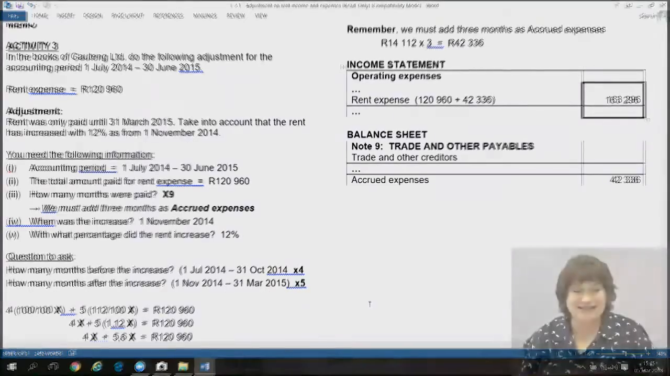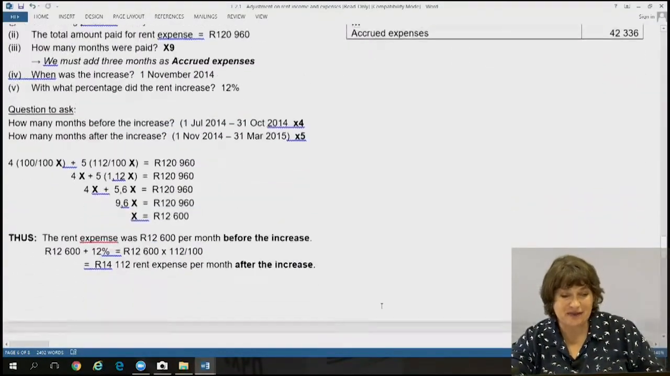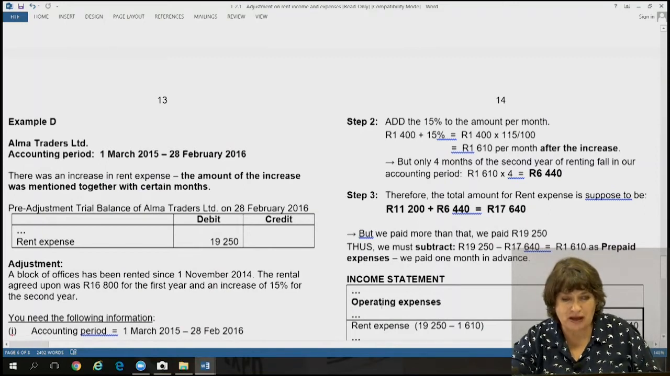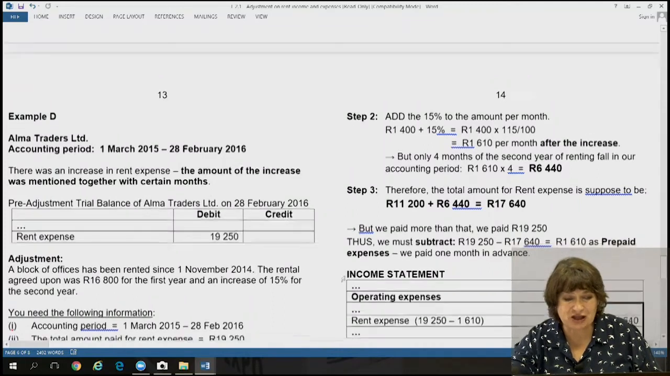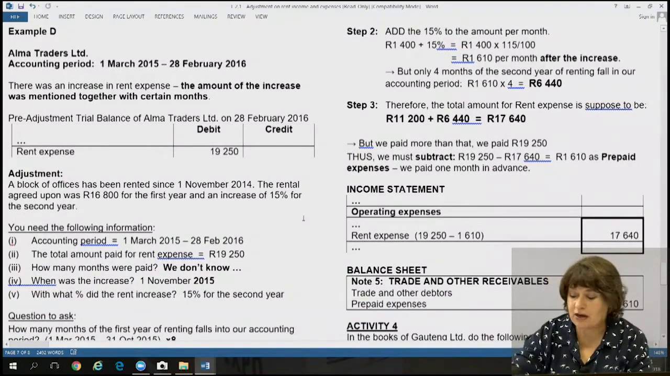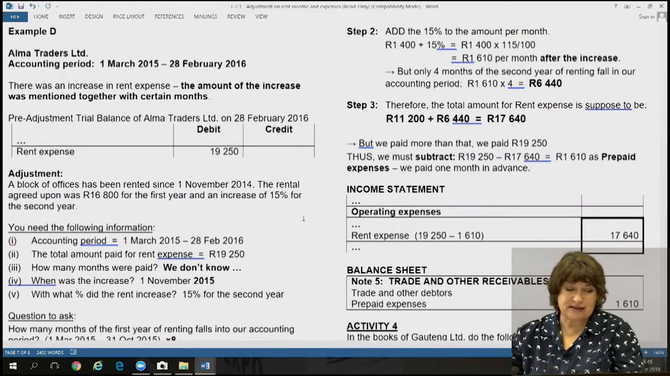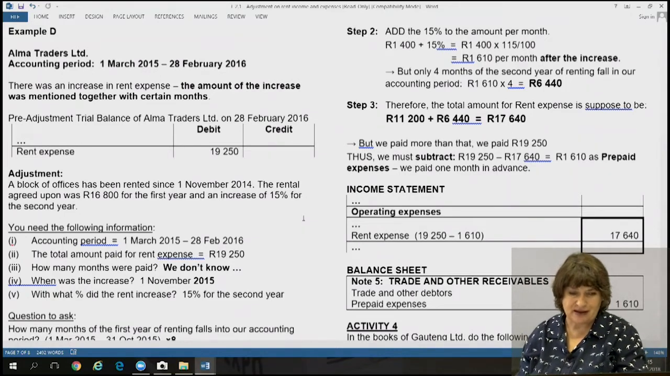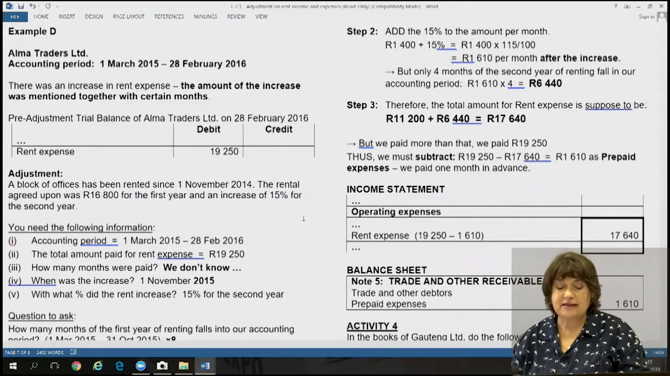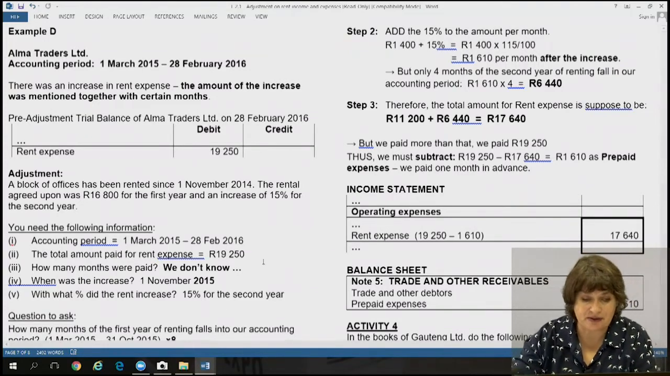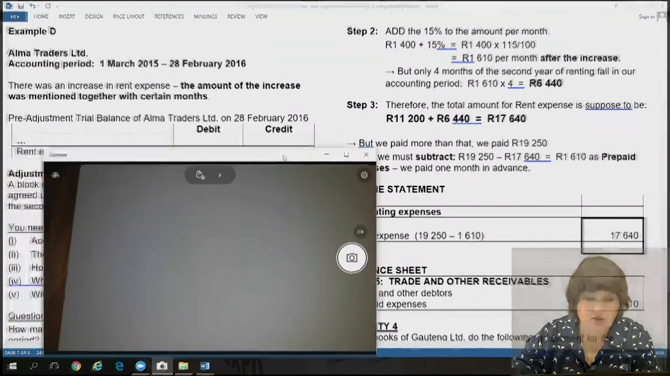Okay, another one is example number D. So first in A we did where the amount per month increases. In B we did where the amount per month decreases. Number C is the increase percentage, and then example D is where there's an increase somewhere in the period. It's the first year agreement, and then there's an increase for the second year. So we are going to do this one quickly.